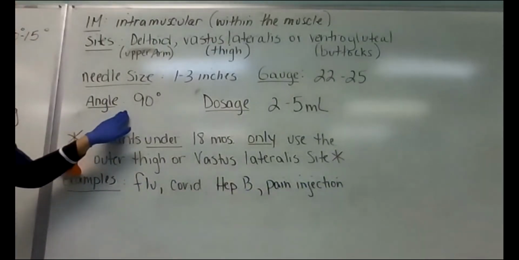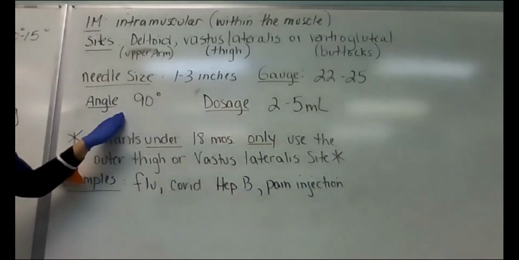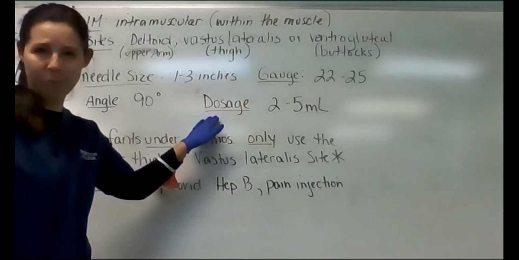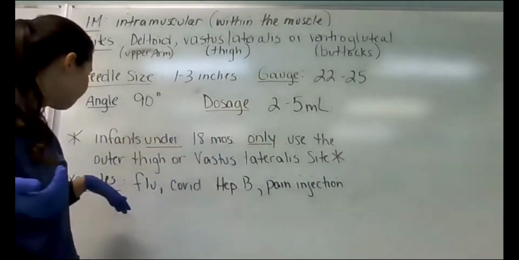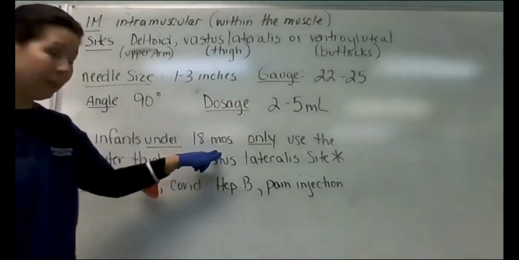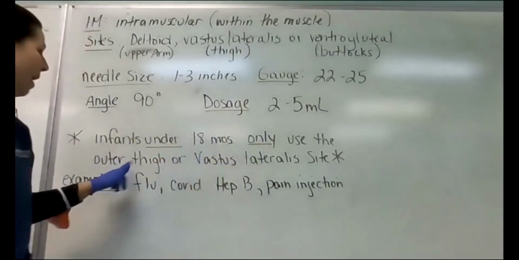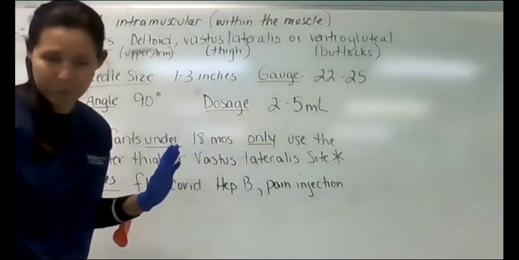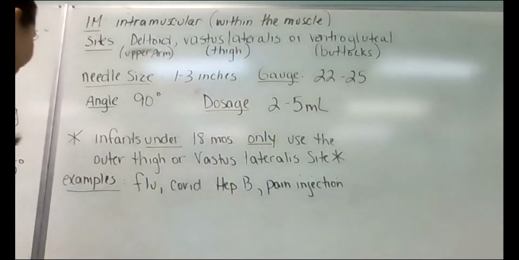The gauge is 22 to 25. The angle is going to be 90 degrees because that'll ensure that we get straight into the muscle. Dosage is usually between 2 and 5 milliliters. I put a star here that says infants under 18 months, you only use the outer thigh or vastus lateralis site. You're only going to use that outer thigh on an infant.